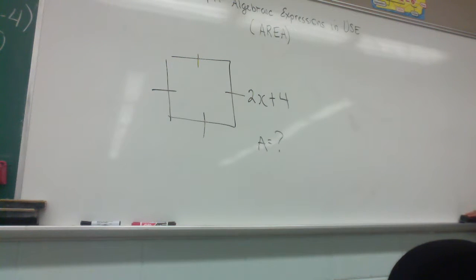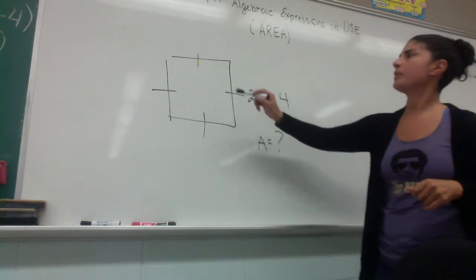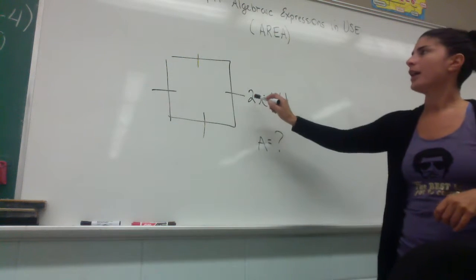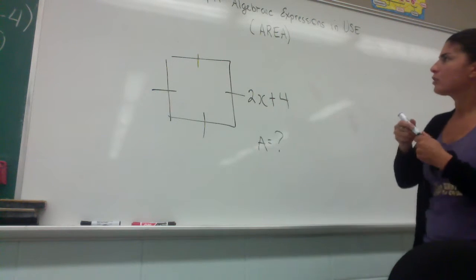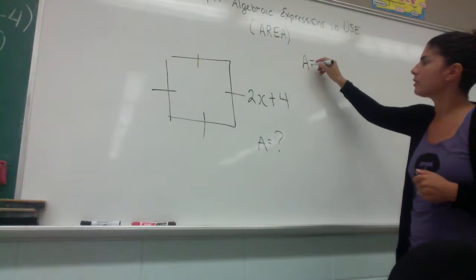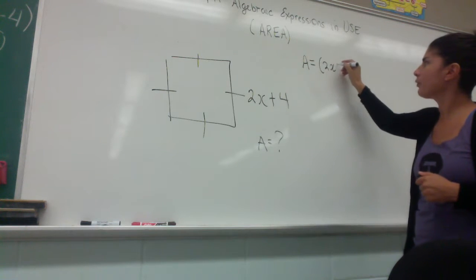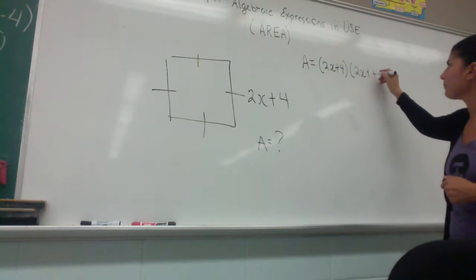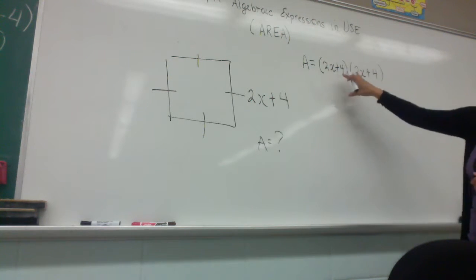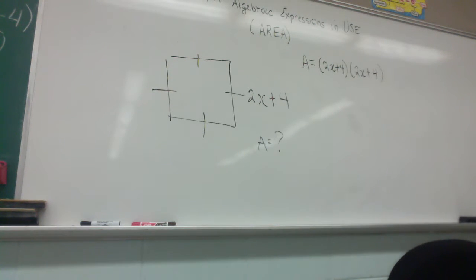So if I asked you to find the area of this square, you should be like, oh, this must be side times side. I don't have this side, but obviously it's the same as this one. So it's really area equals 2x plus 4 times 2x plus 4. And this we know how to do because we know how to multiply binomials by binomials.